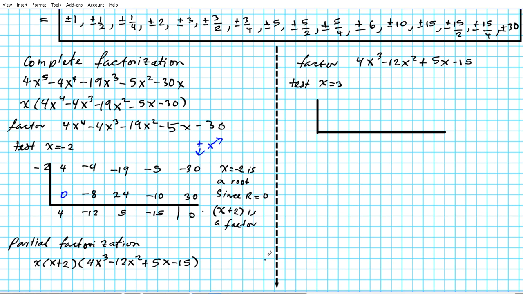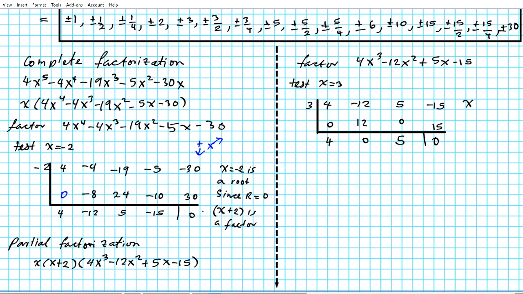And then we're testing 3. So you take the coefficients and put them here. 4, negative 12, 5. Make sure no degree term is missing. If a degree term is missing, you have to use a placeholder. Okay? All right, so we're going to add down. 4, multiply across. 4 times 3 is 12. Add down. 0, multiply across. 3 times 0 is 0. Add down, that's 5. Multiply across. 3 times 5 is 15. Add down, you get 0. Bam. That's exactly what we want.